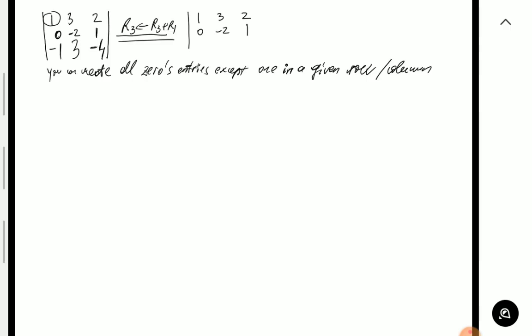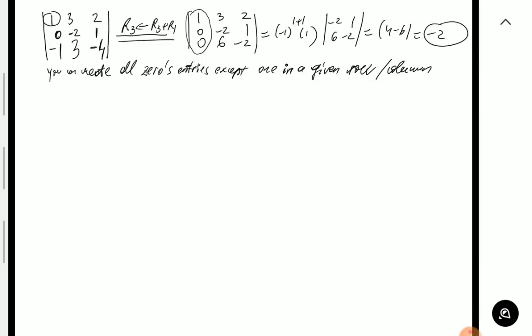But the cofactor expansion will have only one term. So 1 minus 1, 0, 3 plus 3, 6, 2 minus 4, negative 2. So now, of course, I'm going to use cofactor expansion for the first column. There is only one term in that cofactor expansion. And then one minor, minus 2, 1, 6, negative 2. And obviously 4 minus 6, negative 2, as expected.